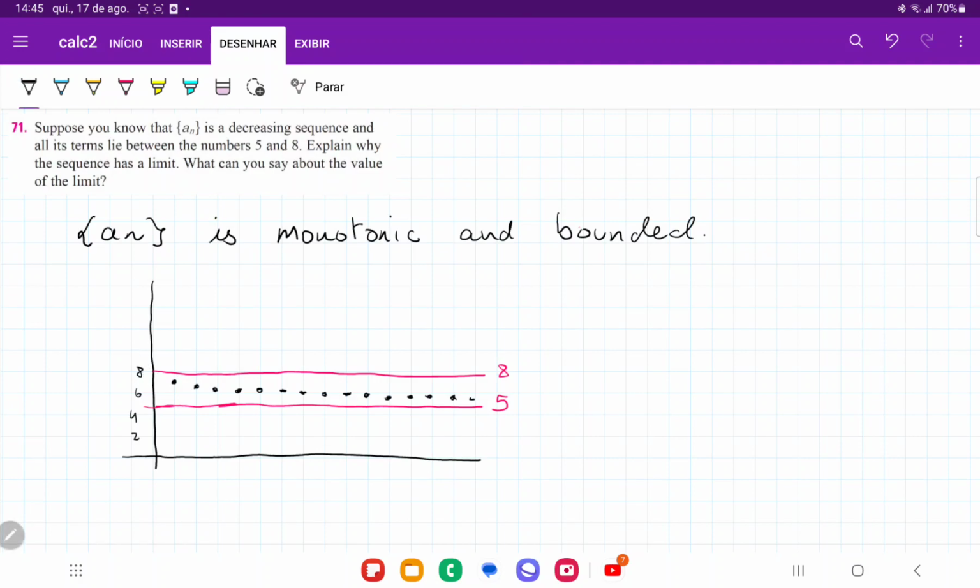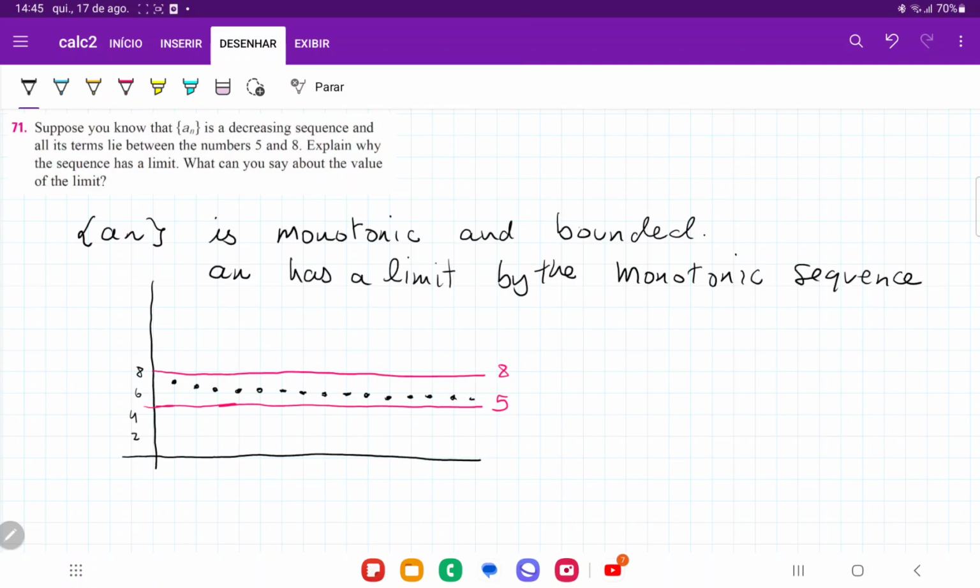And so, because it is monotonic and bounded, we're going to say that an has a limit by the monotonic sequence theorem. And this theorem just says, hey, if it's constantly going either up or down, right? And if it has a bound, that means that obviously it's going to have a limit. Because if it's constantly decreasing and the lowest that it can be is 5, then clearly it's heading to a defined place.